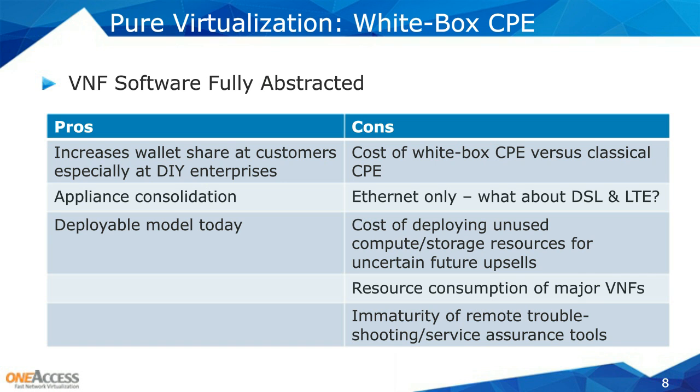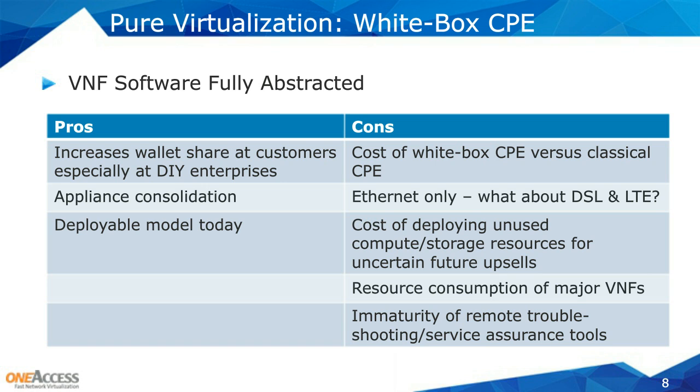But their real target is appliance consolidation. They're targeting enterprise customers that have a lot of network equipment on their premises. So this could be a next-generation firewall, it could be a WAN optimization appliance, it could be a load balancer, as well as the router. And they believe it's a deployable model today. And by and large, they are correct.